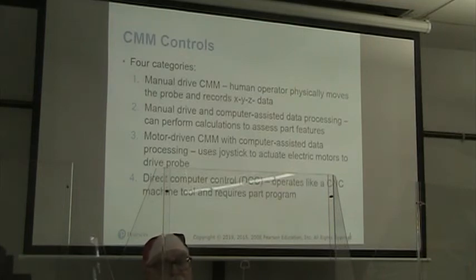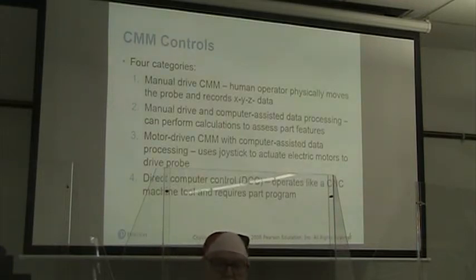All right, so when we talk about our coordinate measuring machines, they come in four categories. One is the manual drive coordinate measuring machine. In that one, the human operator physically moves the probe and records X, Y, Z data.